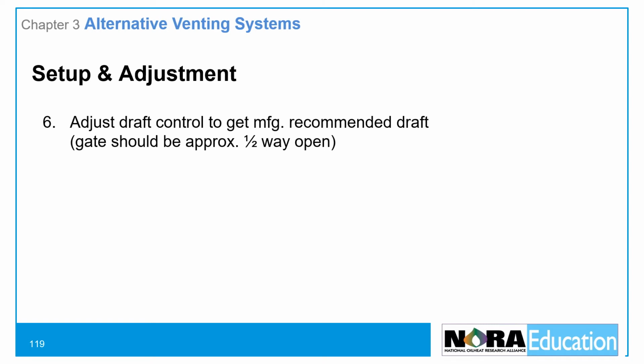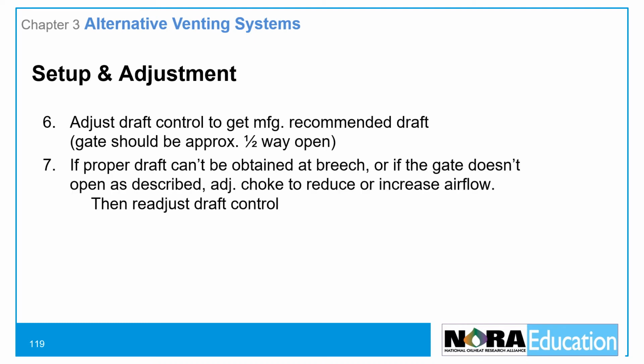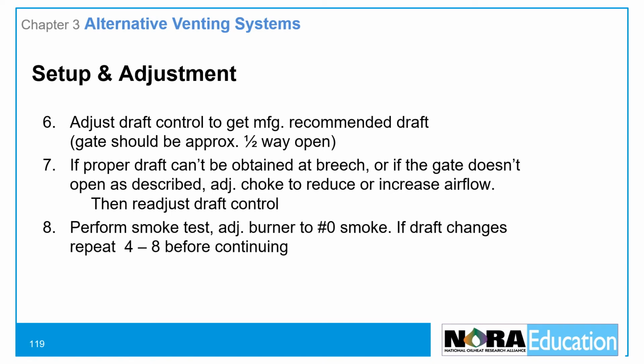Adjust the barometric draft control to obtain the appliance manufacturer's recommended draft at the breech and over the fire. The draft control gate should be open approximately half its full swing during normal operation. If the proper draft cannot be obtained at the breech, or if the gate does not open as described, adjust the choke plate to reduce or increase the airflow. Then readjust the draft control to obtain the required draft.